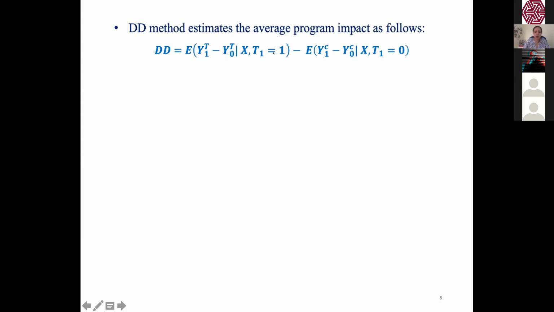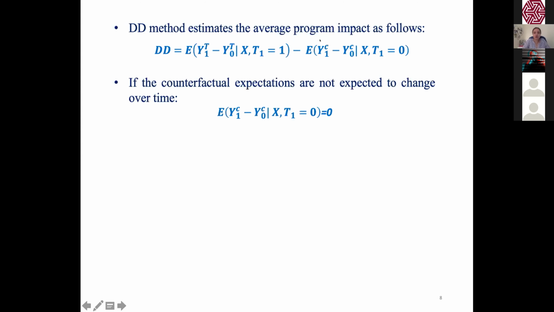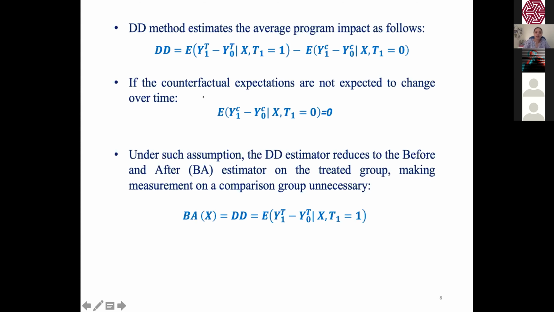Okay, so if T1 equals 1, this means that this individual benefits from the Takaful program after 2015, and if T1 equals 0, this means that they are not benefiting from Takaful after 2015. And before 2015, both are supposed to have no treatment of the program. So the counterfactual expectations are not expected to change over time. I mean, this second term of our equation, if it is supposed not to change over time, will be equal to 0. And in this case, the difference in difference will only equal the difference between the outcome of the individual before and the outcome of the individual after.